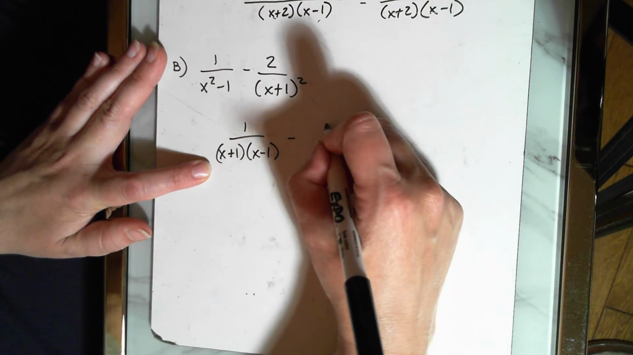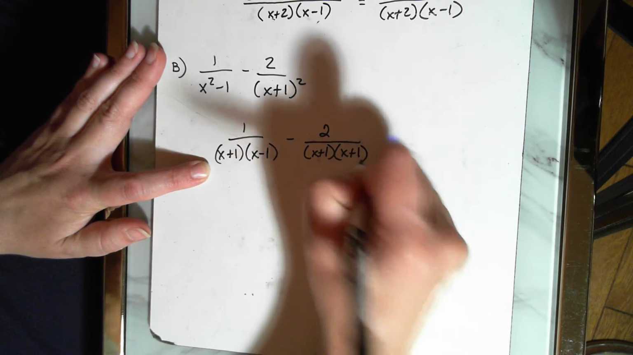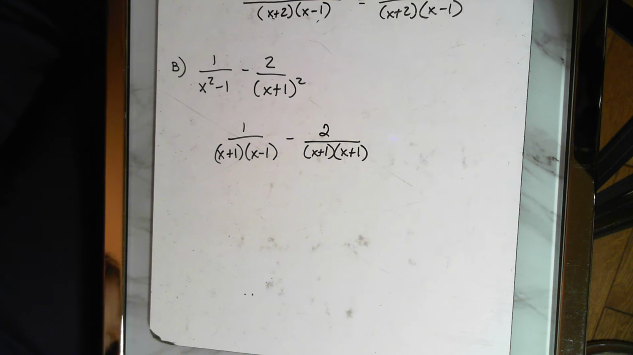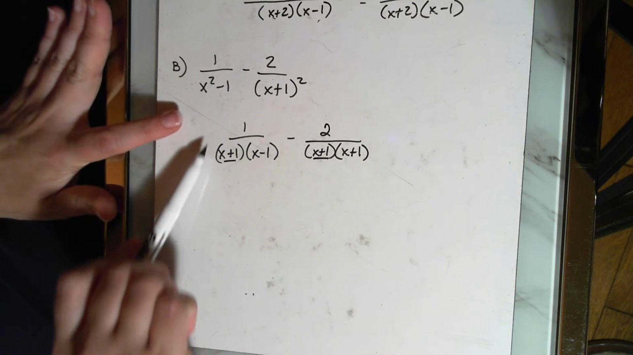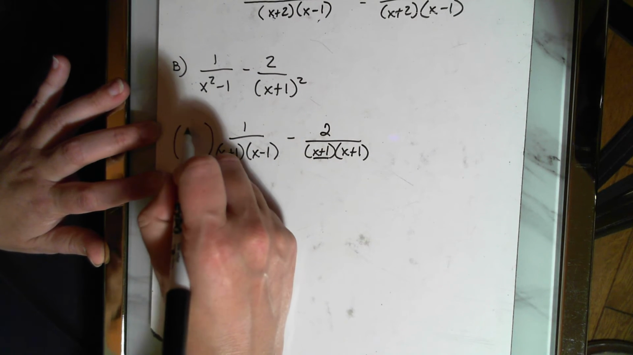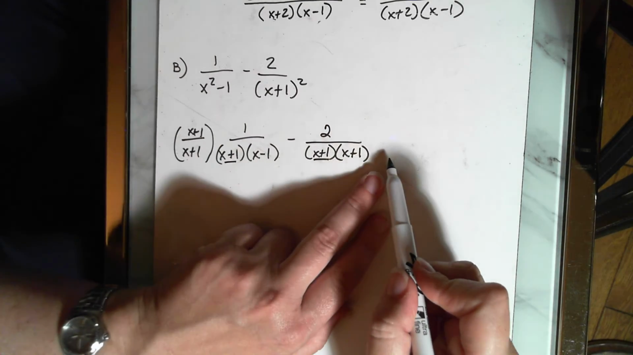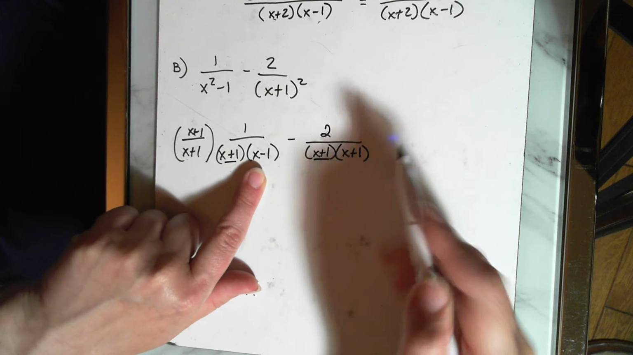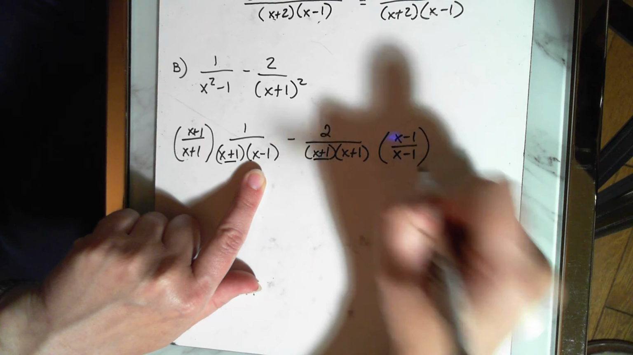Now for my other expression, I have 2 over x plus 1 times x plus 1. So when I'm getting those common denominators, I can ignore the terms that appear in both of these. So this x plus 1 is repeated there. So in this fraction, I just need an extra x plus 1. So I'm going to multiply by x plus 1 over x plus 1. And in this fraction, I just need this x minus 1 to show up. So I'm going to multiply by x minus 1 over x minus 1.